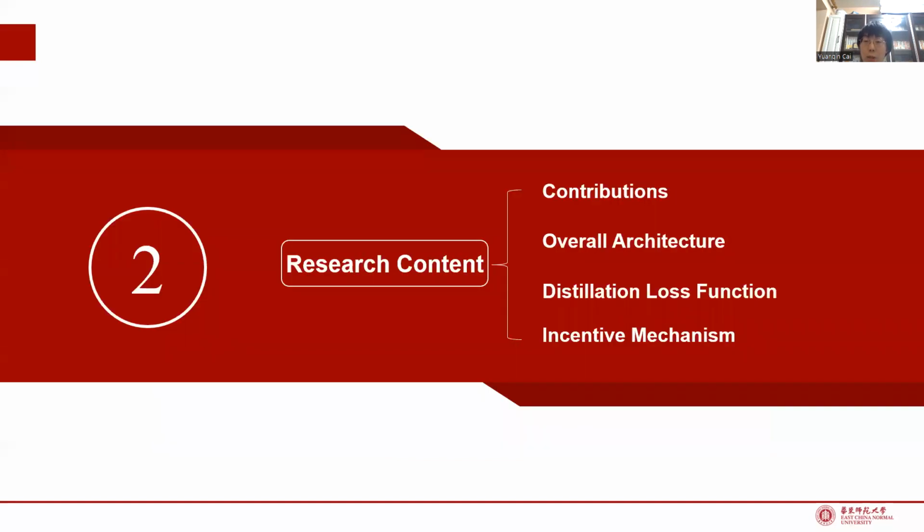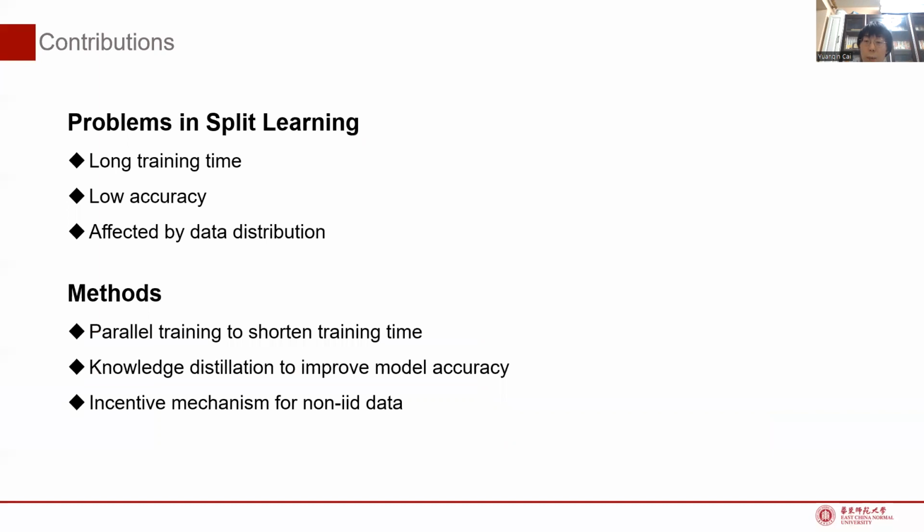Second, we introduce the research contents, including our main contributions, the overall architecture of the proposed algorithm, the distillation loss function, and the incentive mechanism. Our paper mainly solves the 3 problems of split learning: long training time, low accuracy, and the performance will drop significantly when the data are non-IID. We propose a parallel split learning algorithm, which shortens the training time, knowledge distillation, which improves the accuracy, and the incentive mechanism for non-IID data.